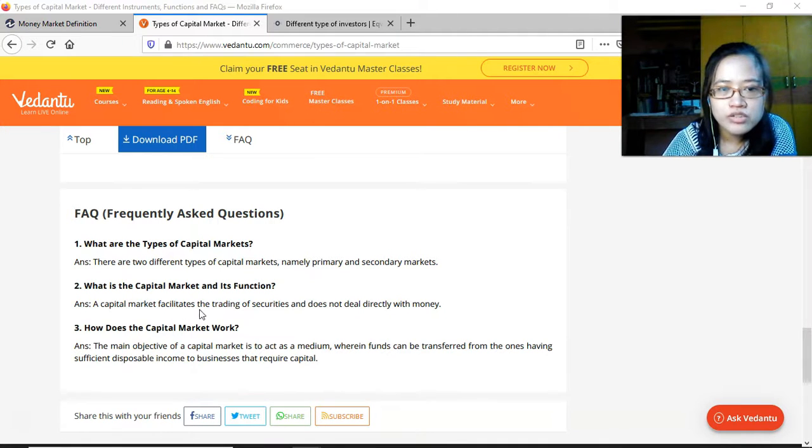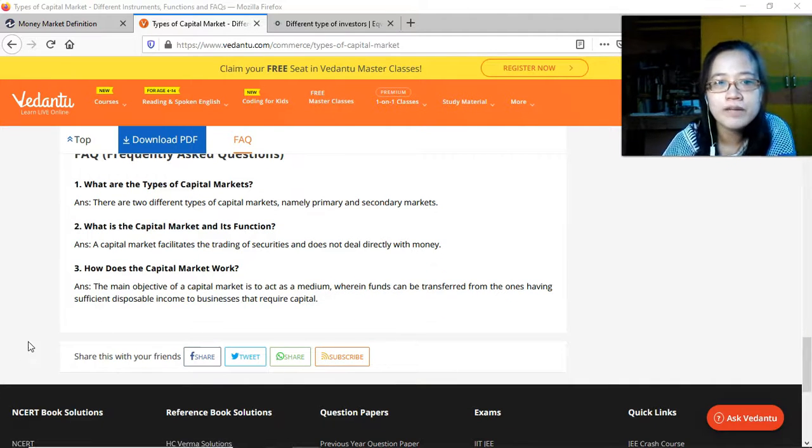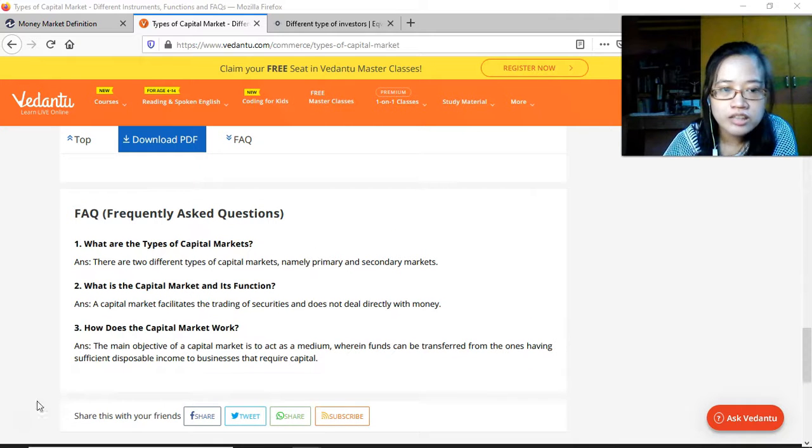Capital market and its function facilitates the trading of securities and does not deal directly with money, but it does involve money. How does the capital market work? Main objective is to act as a medium wherein funds can be transferred from the ones having sufficient disposable income to businesses that require capital. Okay? So, ayun lang ang article. So, ito ay para sa capital markets.